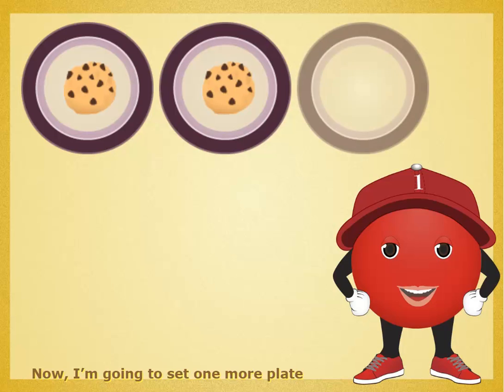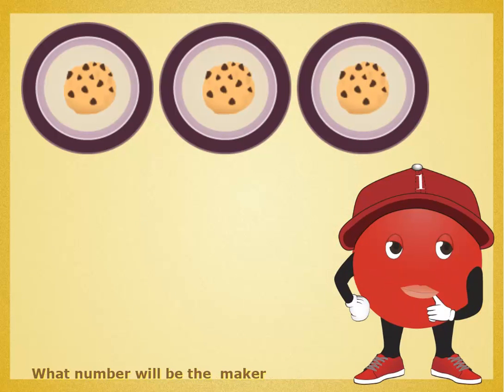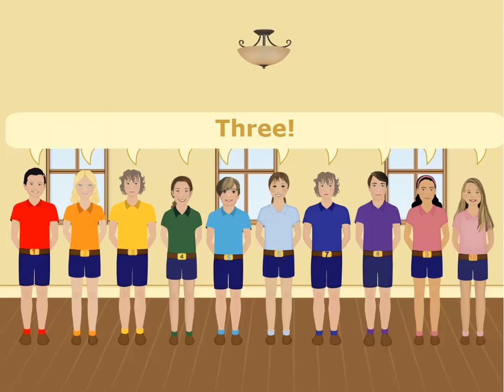Now, I'm going to set 1 more plate on the table and put 1 cookie on it. What number will be the maker in this operation? 3.